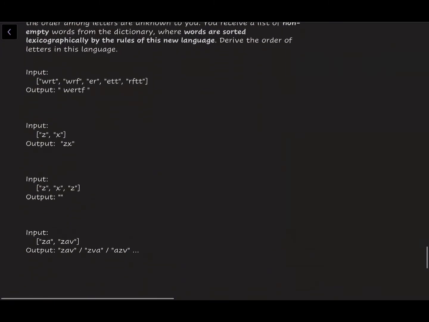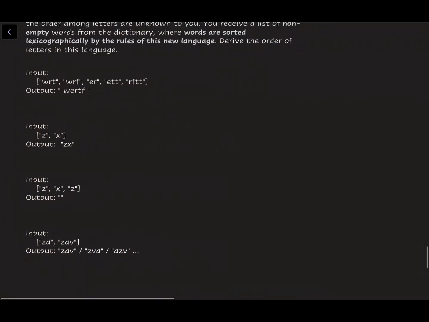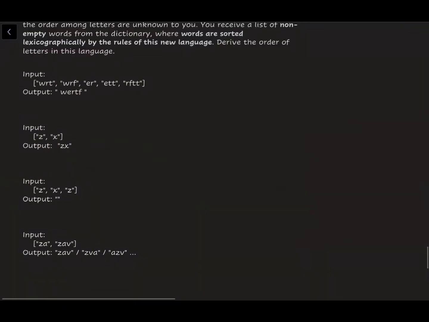And here are some examples we can look at first to help us understand the question better. Look at the first example. I want to look at the words pair by pair. Let's first look at the first two words, and we know letter T must go before letter F, because WRT is before WRF. And look at the second pair, WRF and ER. We know W is before E.